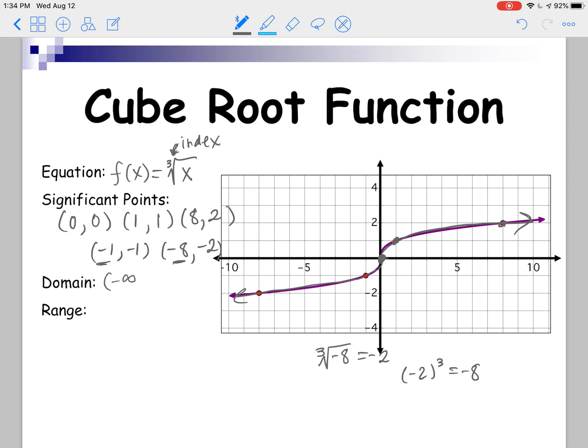And so our domain is all real numbers, and so is our range, because we have this S shape that goes forever to the right, forever to the left, and then it continues going up, and it continues going down, and so all real numbers in both situations.